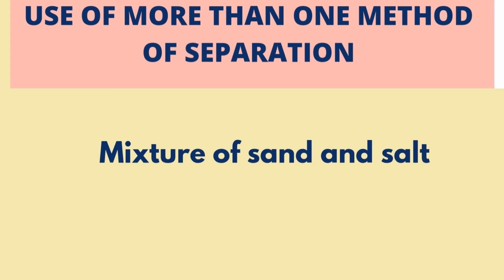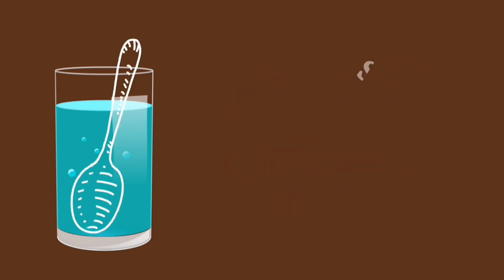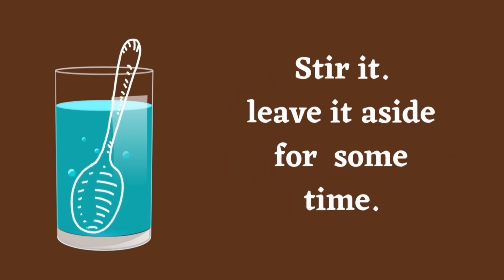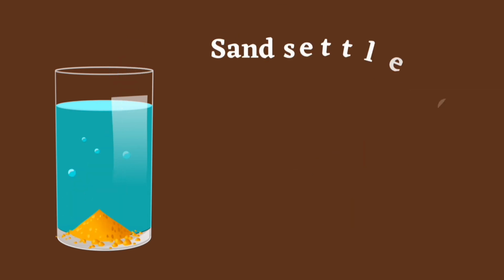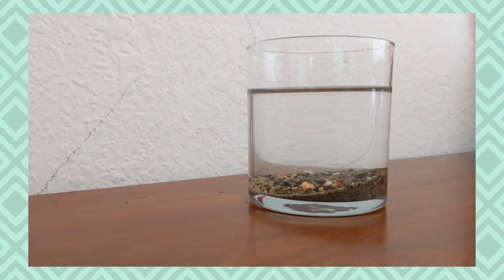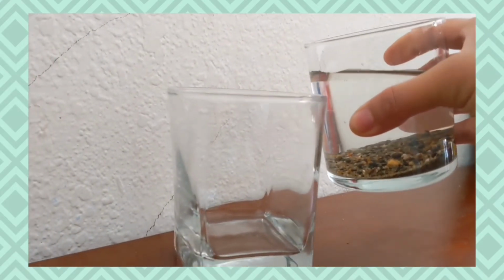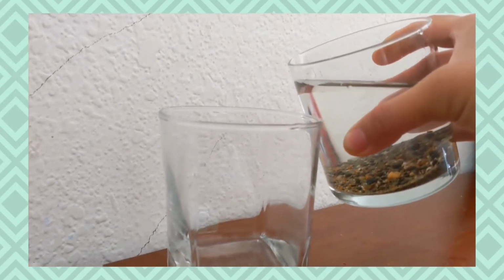To separate sand and salt from the mixture, first of all, take the mixture in a glass and add some water. Stir it with a spoon and keep it aside. Now, the salt is soluble in water and it disappears, and the sand, which is heavier, settles down at the bottom of the glass. Collect the decanted liquid in another glass.